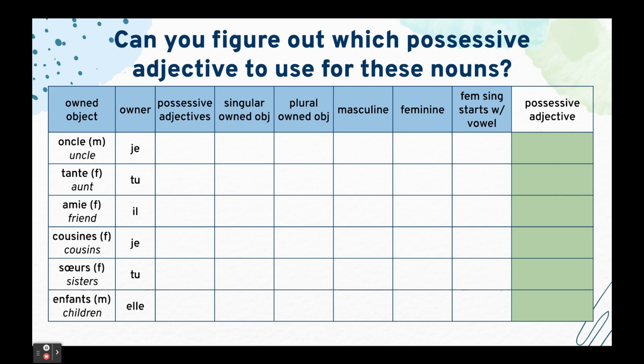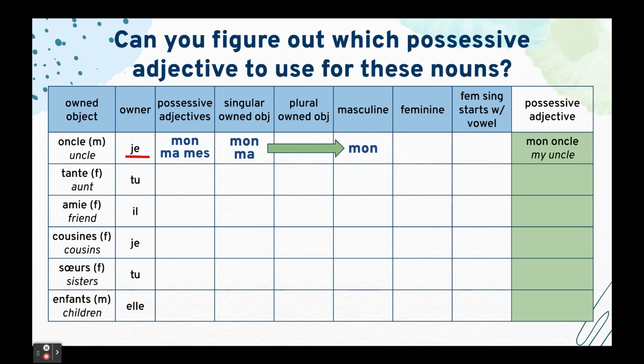Okay, our owners are je, tu, il, and elle. So looking at the first one, oncle, who's the owner? Je, I am the owner. It is my uncle. So the possessive adjectives that I could use are mon, ma, or mes. It's a singular object, so I can only use mon or ma. It's a masculine object, so I can only use mon. Therefore, we end up with mon oncle, my uncle.